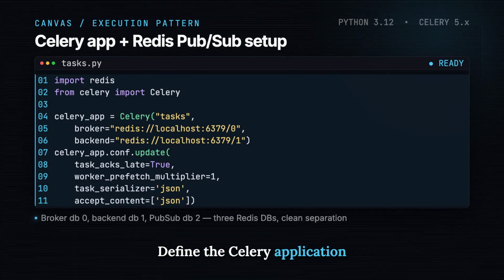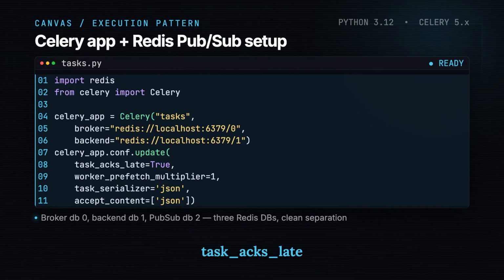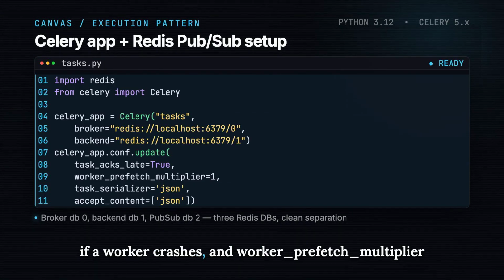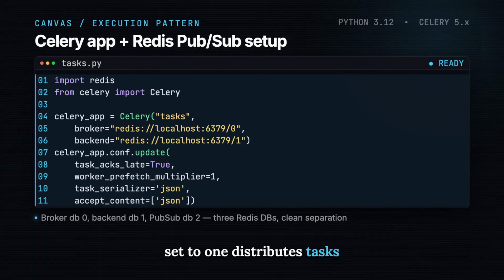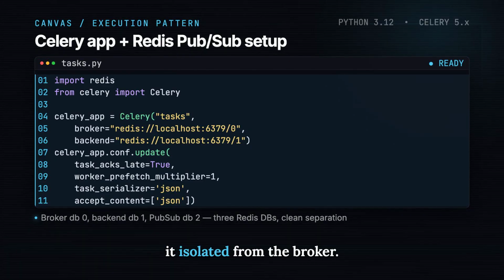Define the Celery application with Redis as both broker and backend on separate databases. Production configuration: task_acks_late ensures tasks are not lost if a worker crashes, and worker_prefetch_multiplier set to 1 distributes tasks fairly across workers. A separate Redis pub/sub connection on database 2 keeps it isolated from the broker.